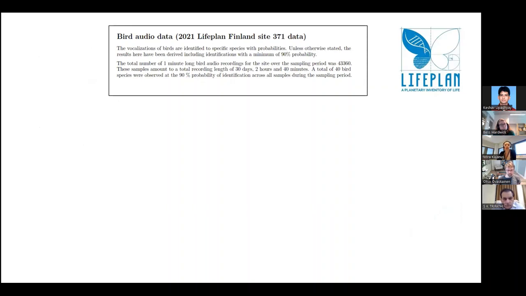For example, that here we use data where the species have been identified with at least 90% probability, and all the other data we have excluded so far. It also gives you some statistics on how much was recorded. So for example, all these recordings have been divided into 1 minute long audio recordings, and the total of these were over 40,000, and this adds up into over 1 month of recordings. And from these recordings, 40 bird species were identified during this sampling period.